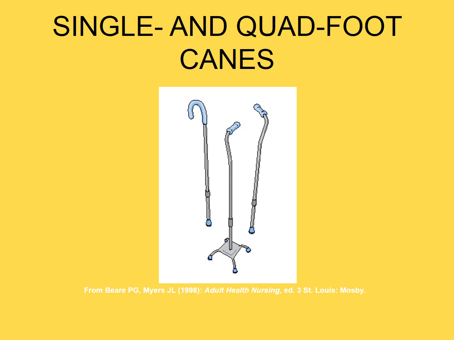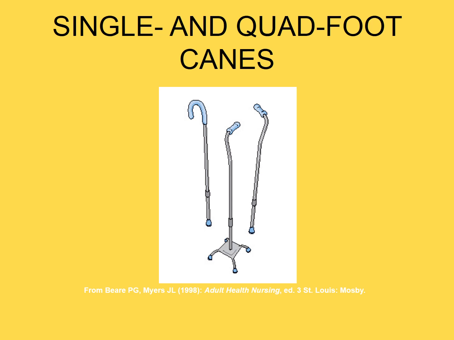You have the single and quad foot canes. Pretty much they are made out of lightweight materials with a rubber tip at the bottom. You can see that. They stand at the affected side of the client when ambulating. The handle should be at the level of the client's greater trochanter. The client's elbow should be flexed at a 20 to 30 degree angle.